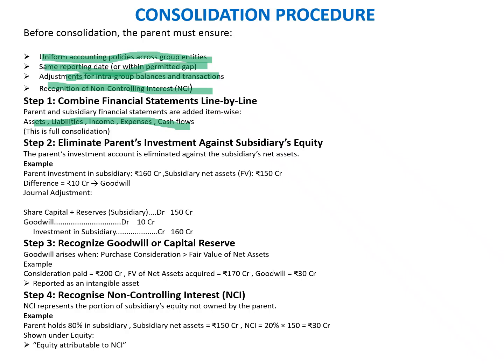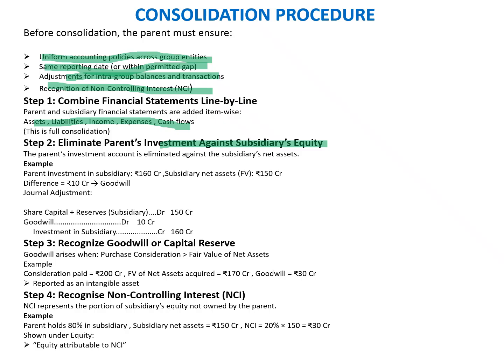So step two, what we have to do is eliminate the parent's investment against the subsidiary equity. Whatever amount has been invested by the parent in the subsidiary will be eliminated by debiting the share capital and crediting the investment in the subsidiary, because in the consolidation that amount would be squared off. Whatever balance is there would be shown as goodwill or a bargain purchase, which is largely the capital reserve, that will be shown separately in the balance sheet.